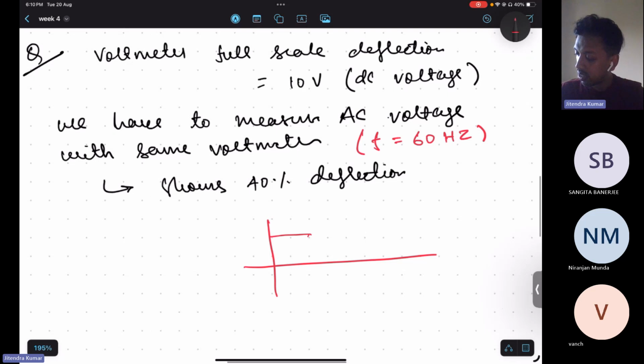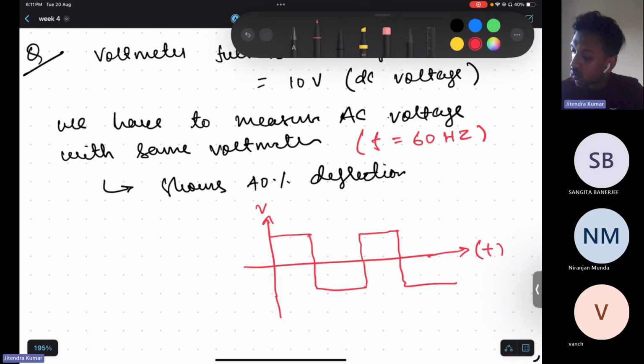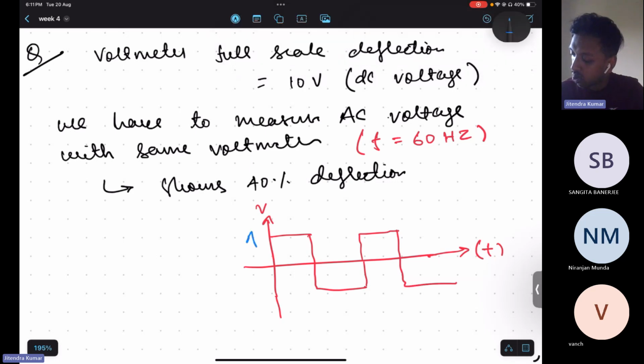So the AC voltage is a square waveform, and this kind of voltage we need to calculate using a PMMC instrument. This PMMC instrument shows 40% deflection and its frequency is given as 60 Hz, right? So how do we find out its amplitude, this value?